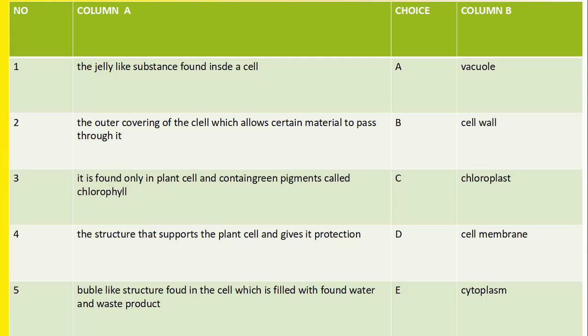For example, I will give you the answer of the first one. The jelly-like substance found inside a cell is option D in your book. Here I have changed it; I have written it as option E. It's cytoplasm. So the jelly-like substance found inside a cell is cytoplasm. Okay, I will do it. You do its second part, fill in the blanks, as a home assignment.